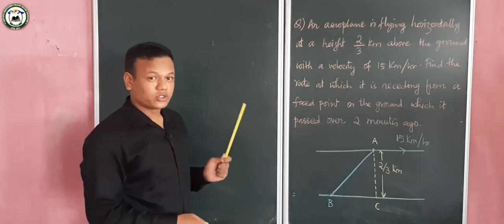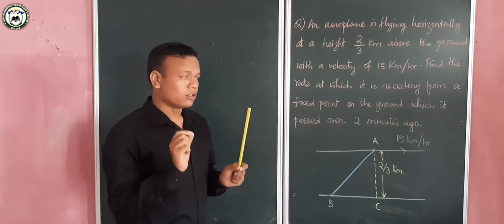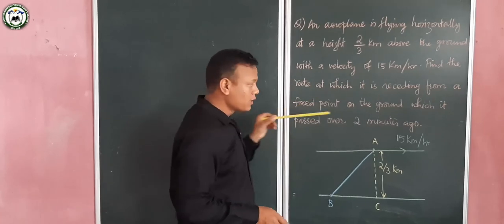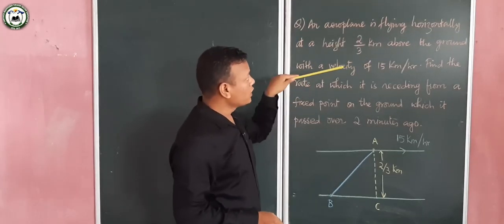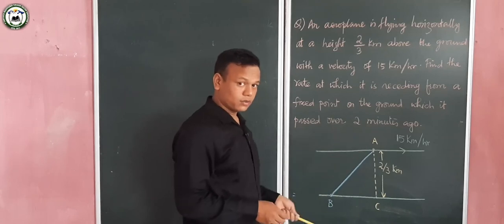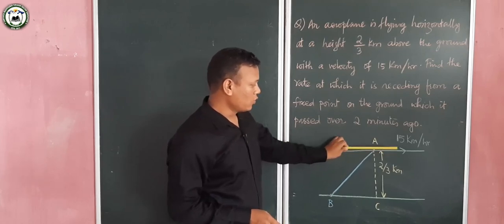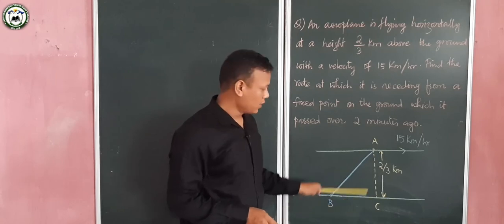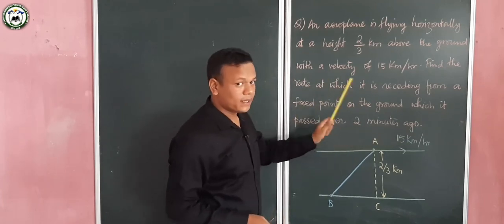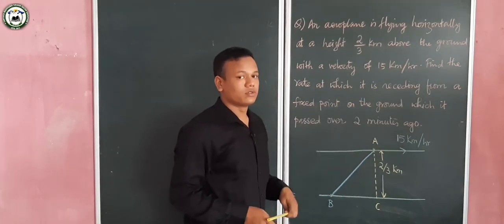Okay, let us try to understand this question. This question is a bit tricky, but it is not that hard, you just need to understand the terms and terminologies here. An aeroplane is flying horizontally, this way, at the height of 2 by 3 km from the ground. I have drawn the situation here. Let's say the plane is at point A, and this height is 2 by 3 km, and this line is the ground. The horizontal velocity is given to be 15 km per hour.